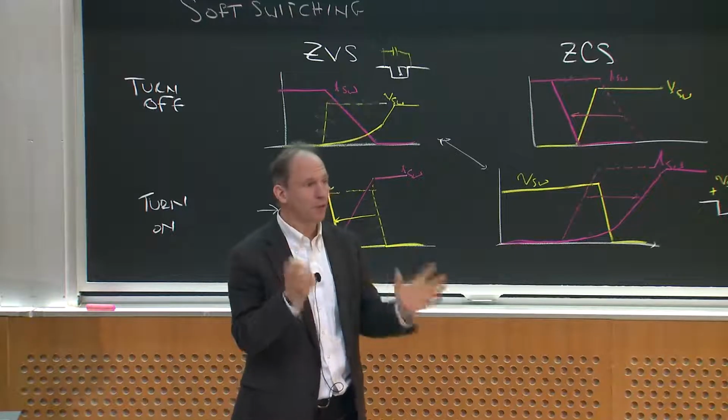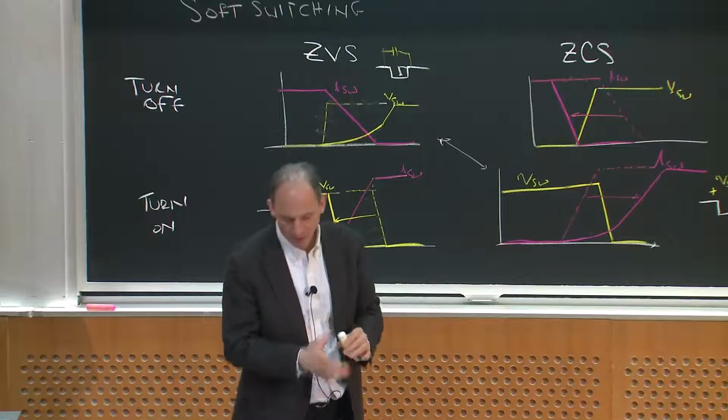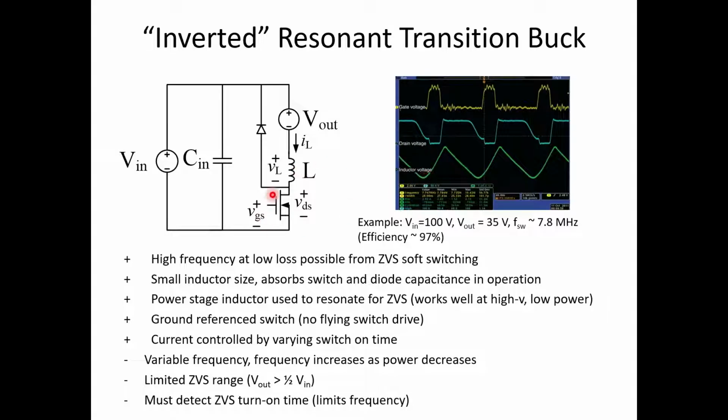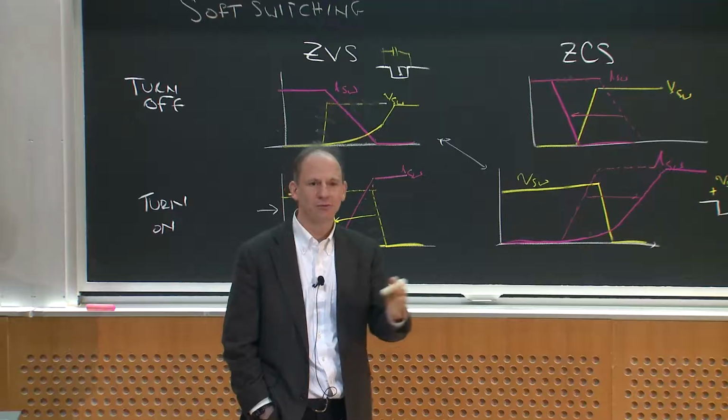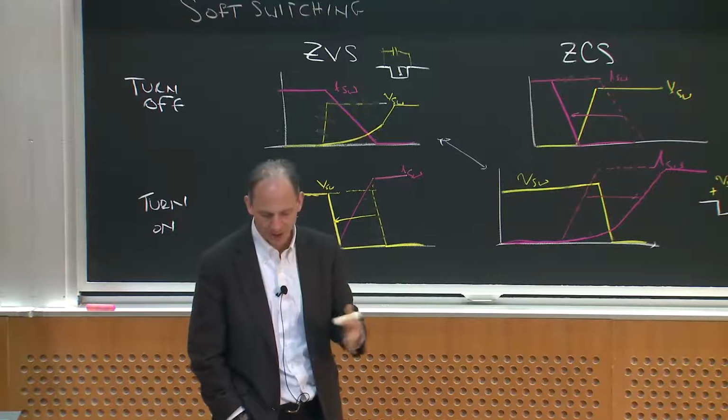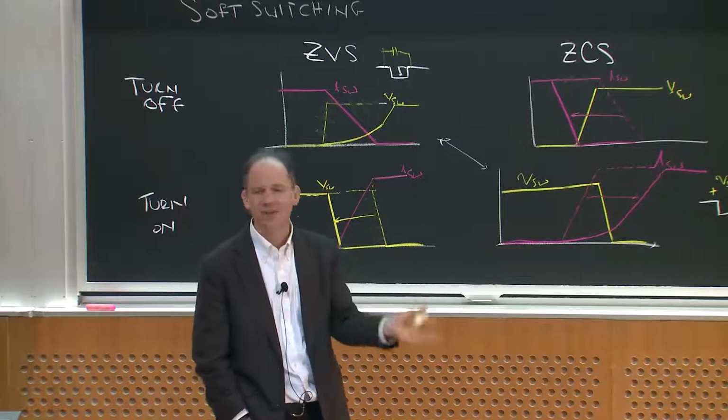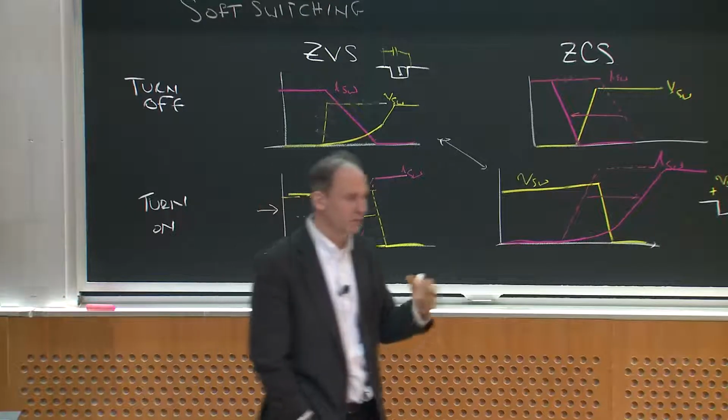Okay? How do we control power in this converter? Well, basically, we can turn on the switch until the inductor current hits the current I want. It's sort of like peak current control, if you will, but with high ripple. So this is a variable frequency converter. In fact, over its operating range, this converter varies between like 5 and 10 megahertz. So it's not fixed frequency PWM.